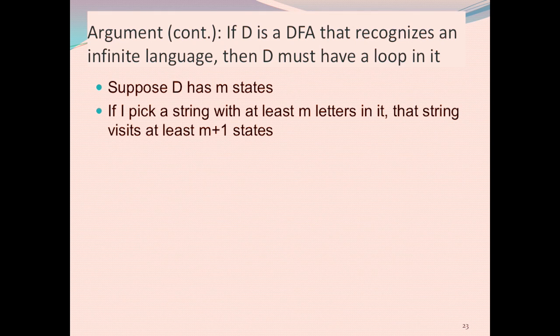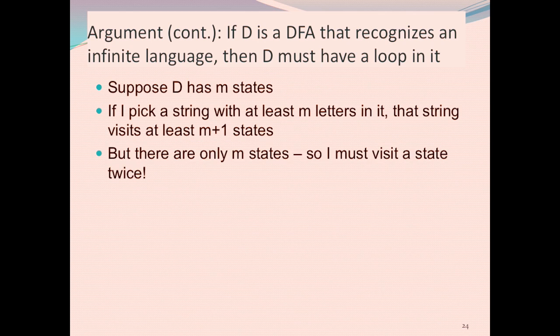Okay. So we said D has M states. And we also know, because of the stuff that we've been looking at, that if I pick a string that has at least M letters in it, then that string visits at least M plus 1 states. But hang on. We said there were only M states on the previous slide, right? So I must visit a state twice.